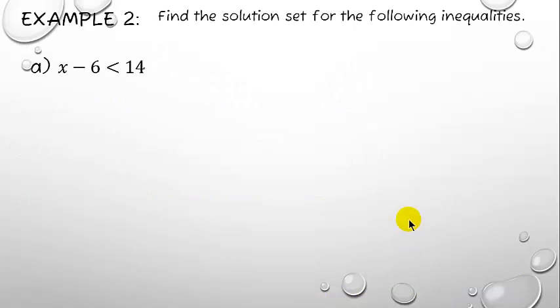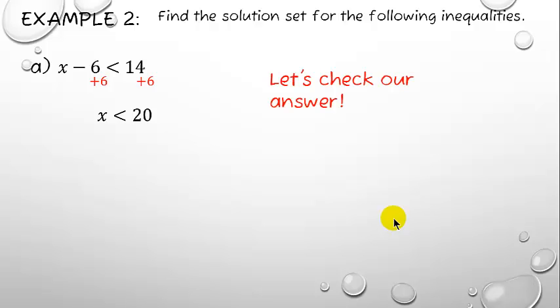Okay, example 2. Find the solution set for the following inequalities. x minus 6 is less than 14. We solve this the same way as we solve linear equations. We get the x on the left-hand side by itself, so we do that by adding 6 to both sides in this case, and we end up with x is less than 20.